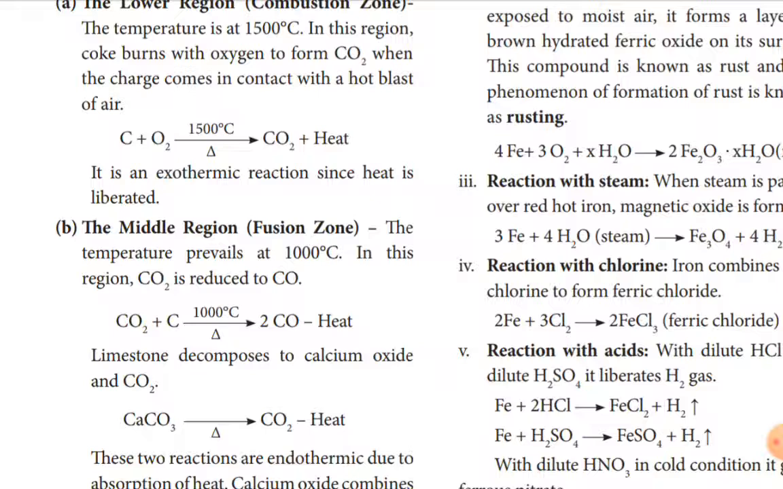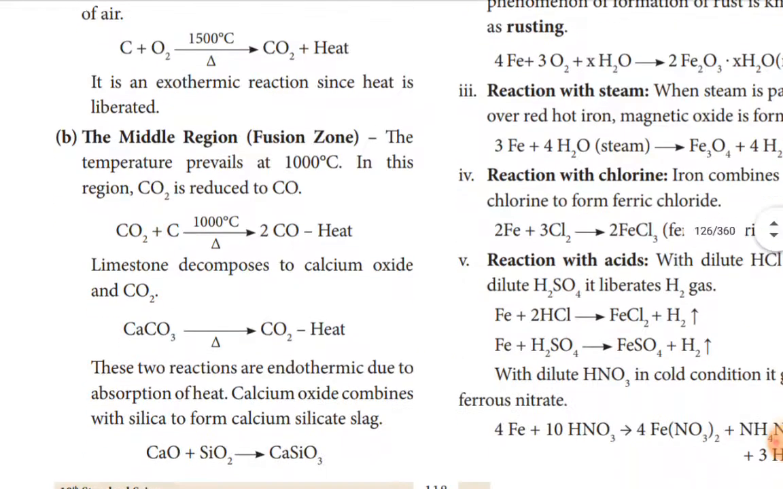So for this reaction, heat energy is absorbed from the blast furnace. Heat energy is absorbed because, see, the temperature reduces from 1500 to 1000 degrees, heat is absorbed for the reaction. So the minus heat is given in the reaction. Minus heat means heat is absorbed. So this is an endothermic reaction.